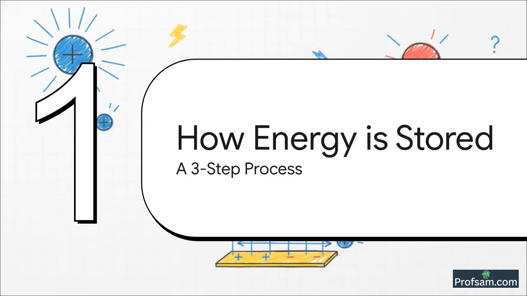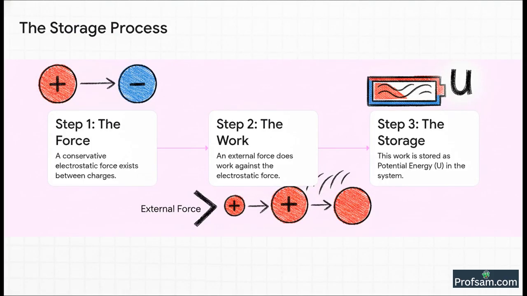All right, let's break this down into 3 logical steps. This will help you remember the process perfectly. Okay, step 1. An electrostatic force already exists between the charges. It's a conservative force, just like gravity. Step 2. We come along and apply an external force to do work against that electrostatic force. And finally, step 3. This work that we did, it doesn't just disappear into thin air. It gets stored as potential energy, which we call U, in the entire system.